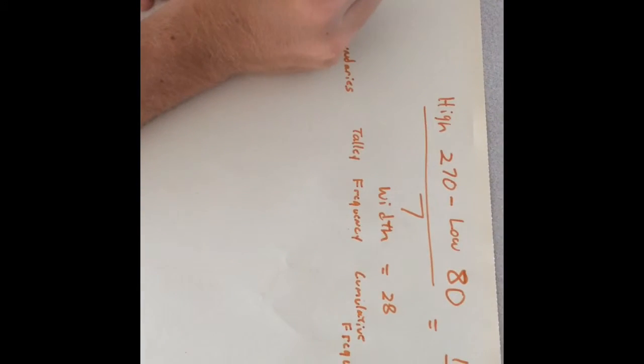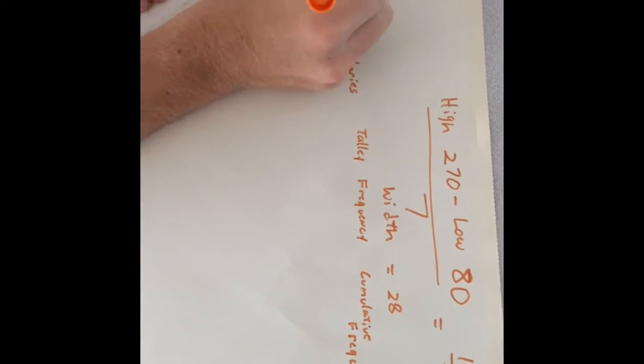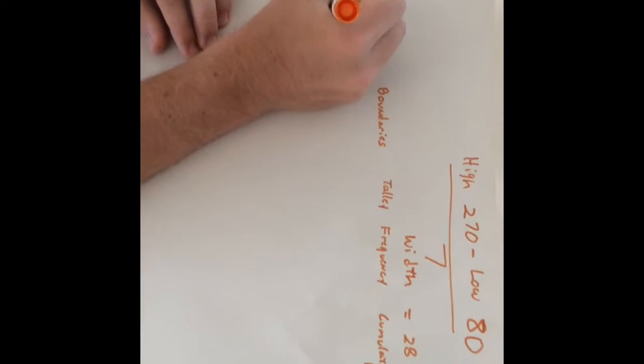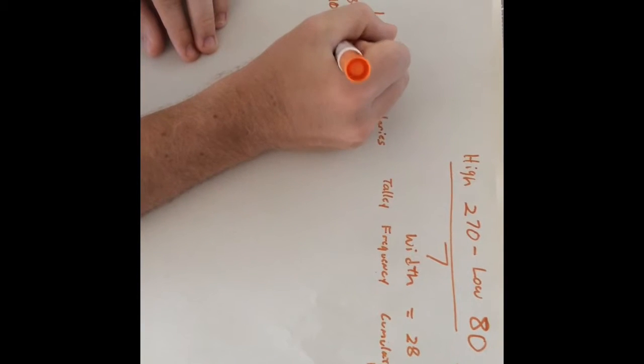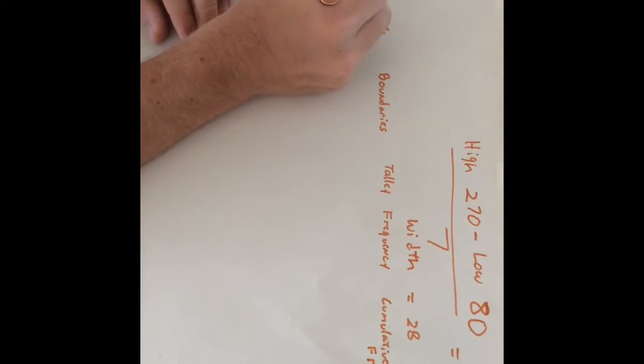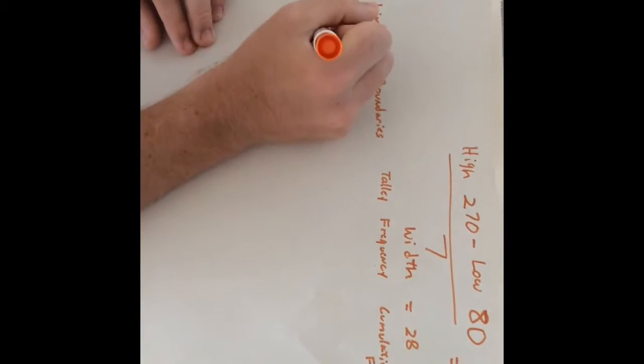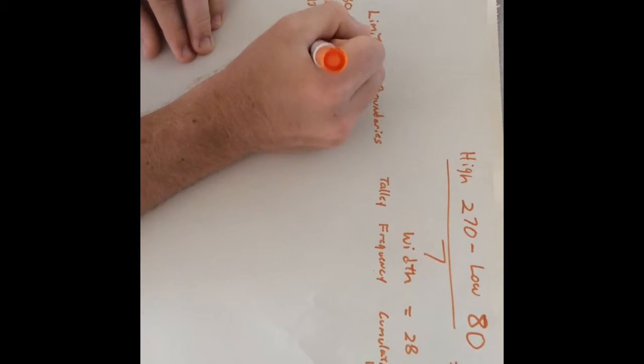So to make your class limits, you take the lowest value and you add your width 28, which would be 108, and you just keep on going up 28 at a time, 7 times, because that's the number of classes you want to have. Alright.